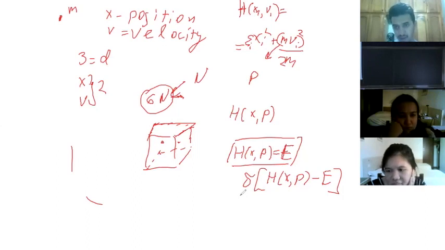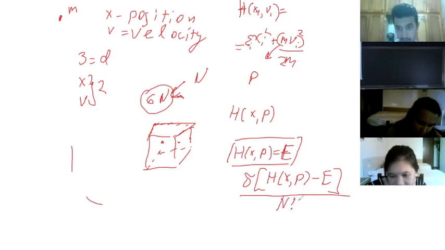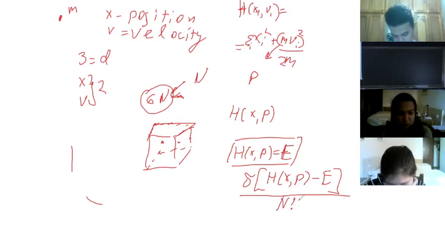Divided by n factorial. Exactly, very good. So that's the trick we used earlier. You remember when we spoke about two particles in the carton, and we had to divide by n factorial because they were indistinguishable. Swapping two particles doesn't matter. So that would be the probability density of a system with this given energy, okay?